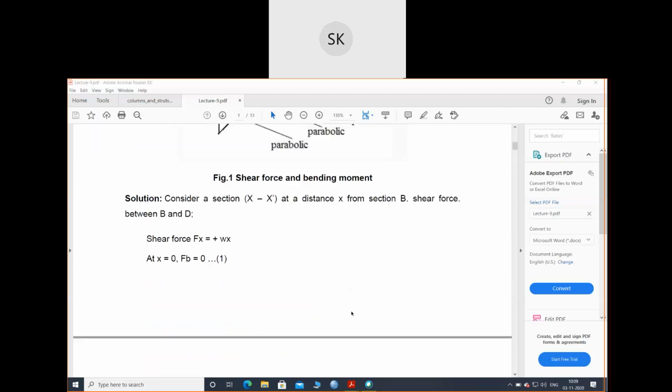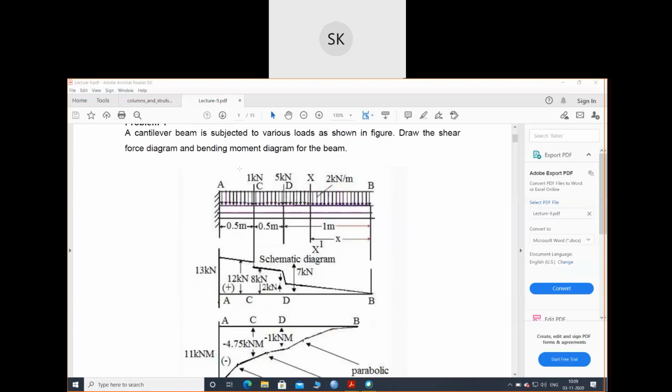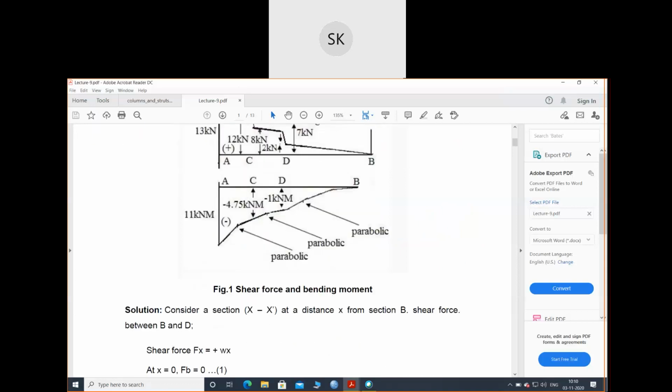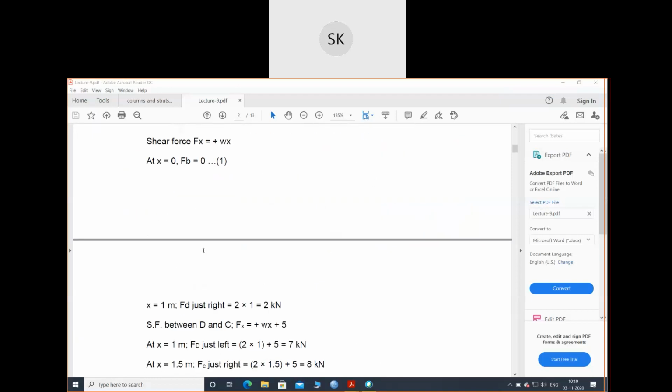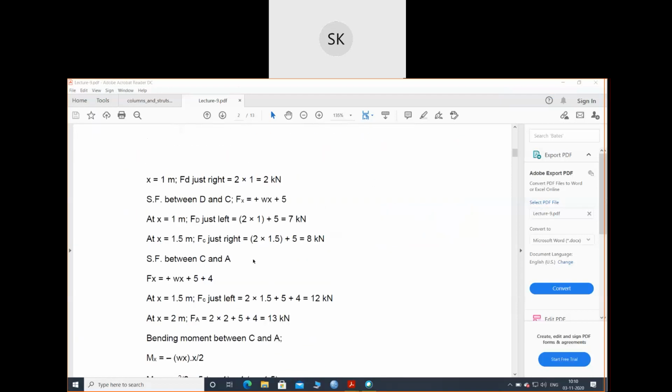Okay. Now when I consider a section between A to C, suppose I am taking a section here, it will be W into X plus this 5 plus this 1. Right? So this will be my shear force equation for this part. Wx plus 5 plus 4. So this is the equation.